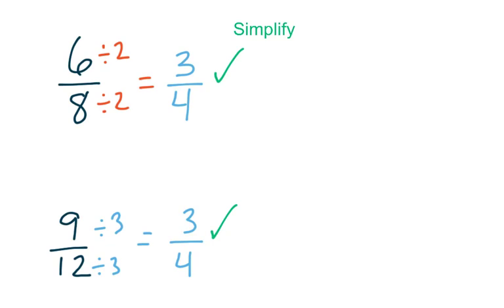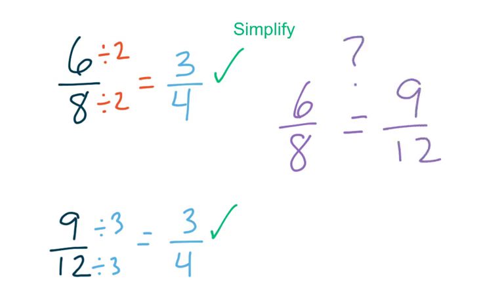Now, if we look up, we have 3/4 and 3/4. If 9/12 is equivalent to 3/4 and 6/8 is equivalent to 3/4, let me ask you this question. Is 6/8 equivalent to 9/12? What do you think? They are, in fact, equivalent. If they both have 3/4 in common, then they are both going to be equivalent to each other.